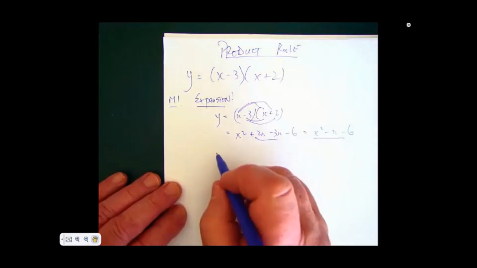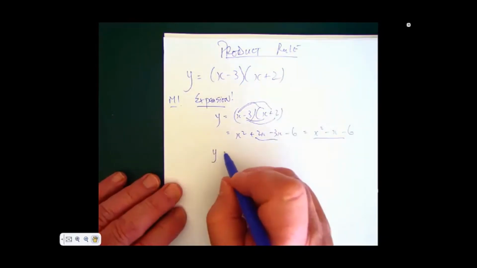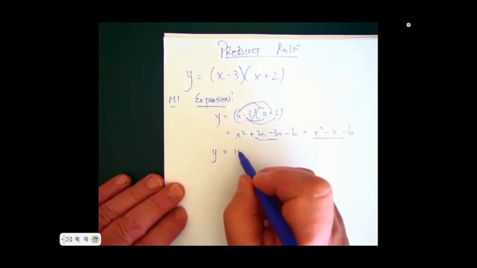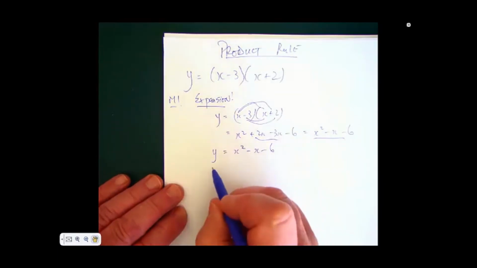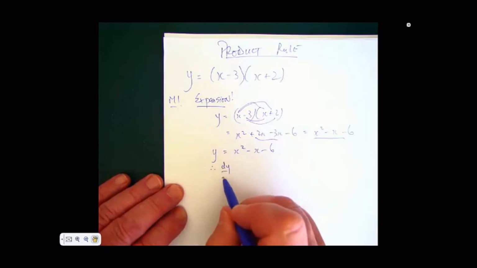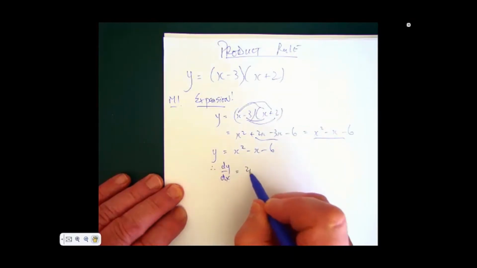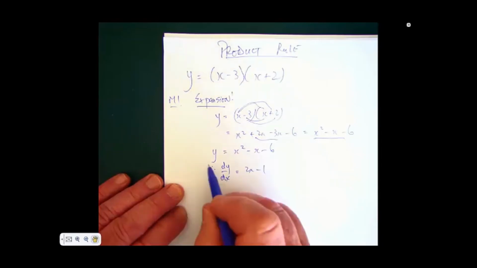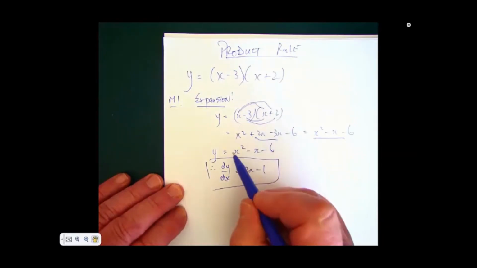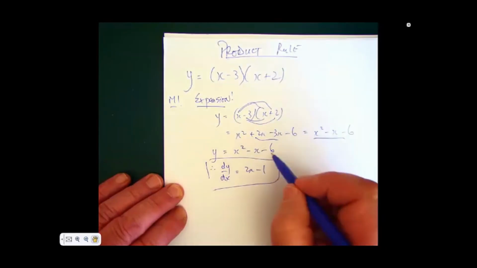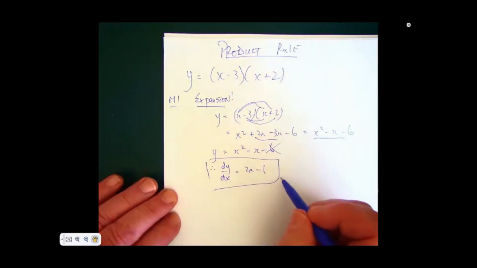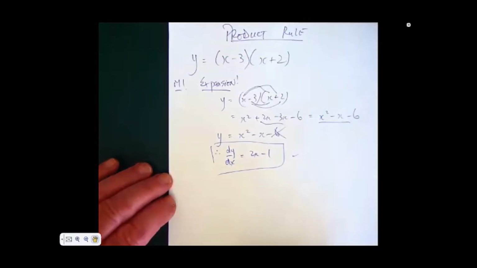So therefore we're asked now by the examiner to do this. Can we differentiate y equals x squared minus x minus 6? And you say, yes, I can. You simply say, right, dy/dx will equal 2x minus 1. Remember, multiply by the power, drop the power by 1. Multiply by the power, drop it by 1, and this simply cancels out. So that's fine. Now, why do we need the product rule?